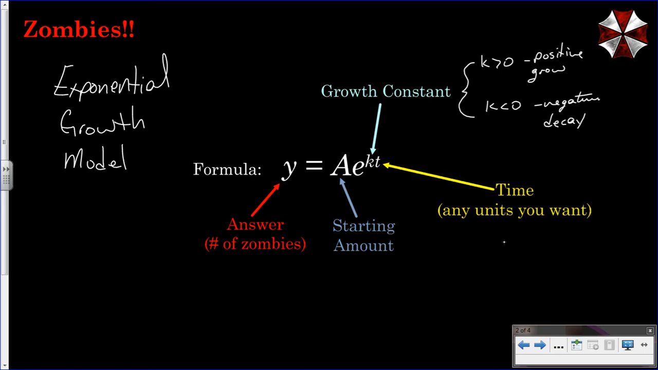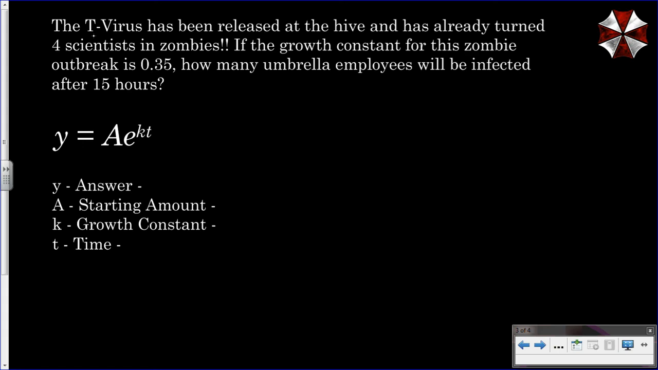So let's go on. It says, the T virus has been released at the hive and has already turned 4 scientists into zombies. If the growth constant for this zombie outbreak is 0.35, how many umbrella employees will be infected after 15 hours? We know Y is our answer, but we don't have our answer yet, so we don't know what that is yet.